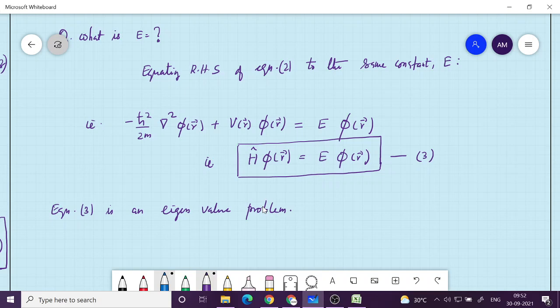If you have a function, you perform some operation on it, and after performing the operation you get the same function multiplied by a constant. And you are already familiar with this from signals and systems. If you remember, we had a system to which we give an exponential input, and the output is also exponential but multiplied by a constant. So that is an example of an eigenvalue problem.